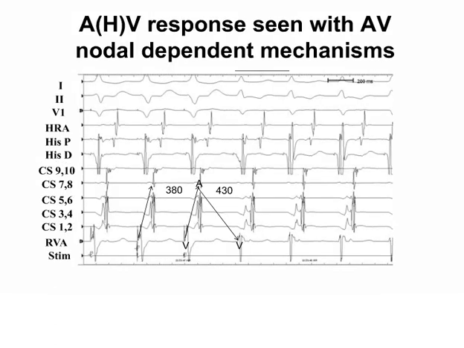Here's an AHV response. And this is what you usually see because most of the mechanisms are AV nodal dependent, not AT. So most frequently, you're going to rule out AT by seeing this response, a VAV.